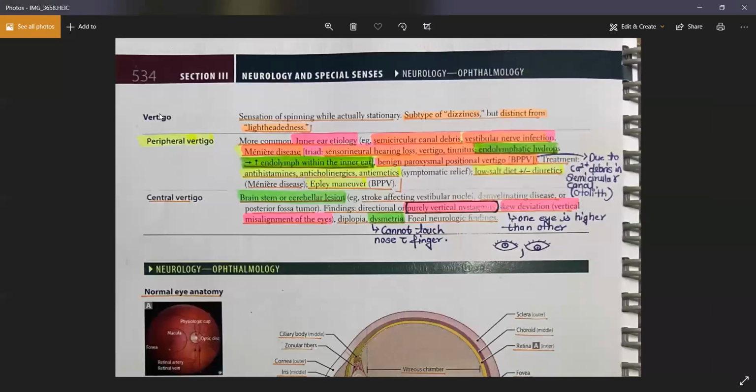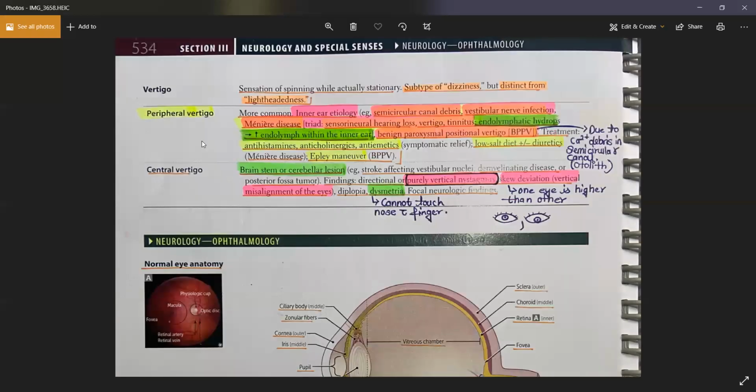Now you have the vertigo, which is basically a triad. It could be a dizziness, and you must distinguish it from lightheadedness. Both are two different things. Vertigo is basically a sensation of spinning, while all the things are actually very much stationary.